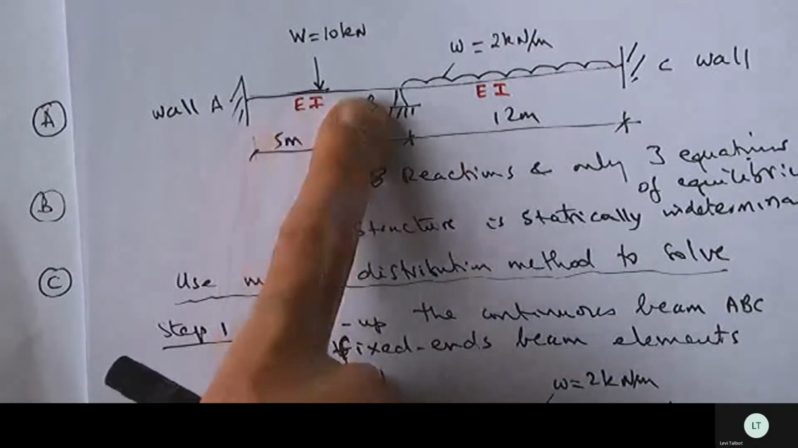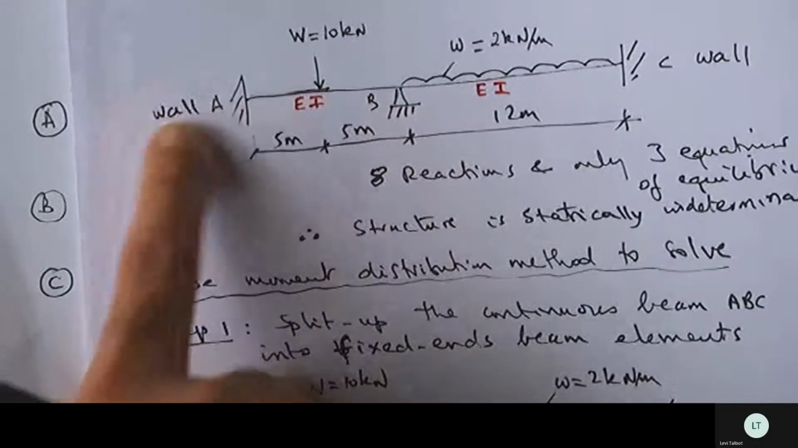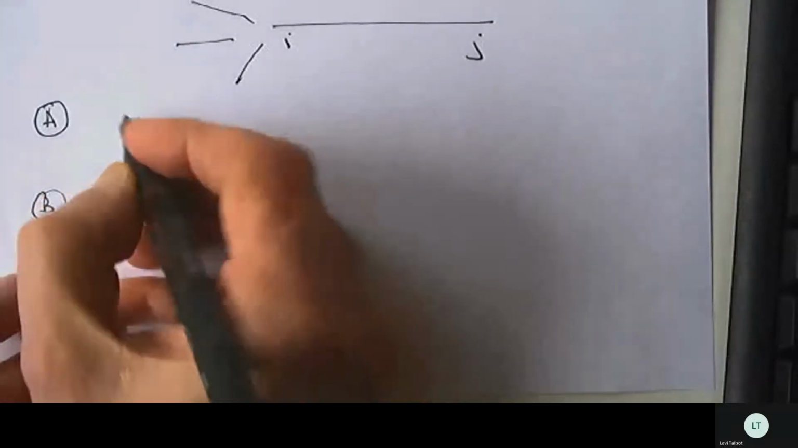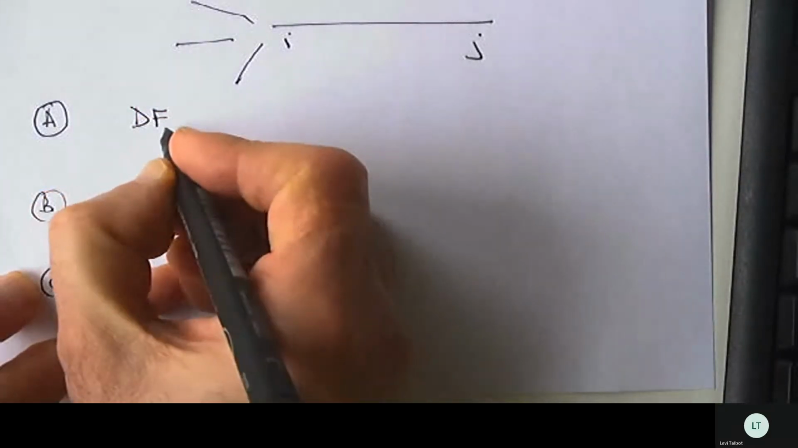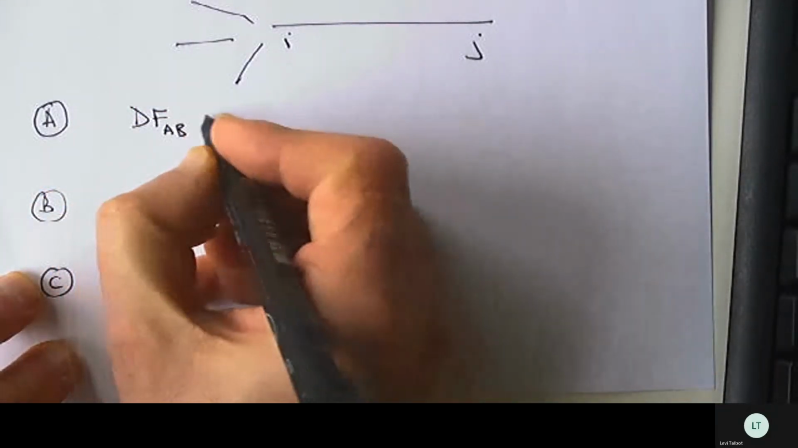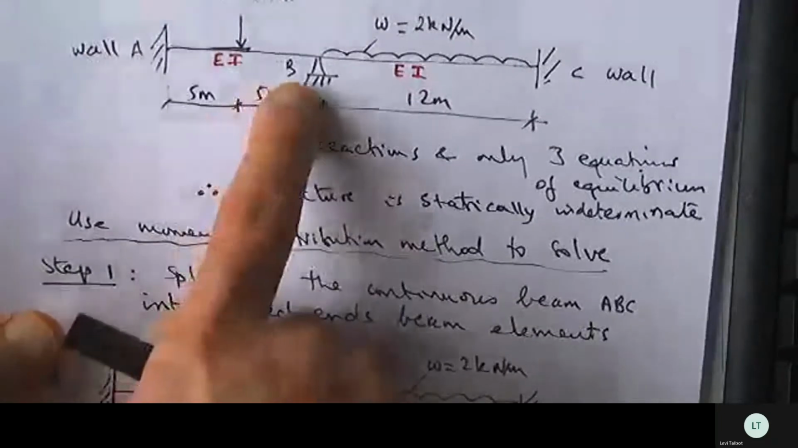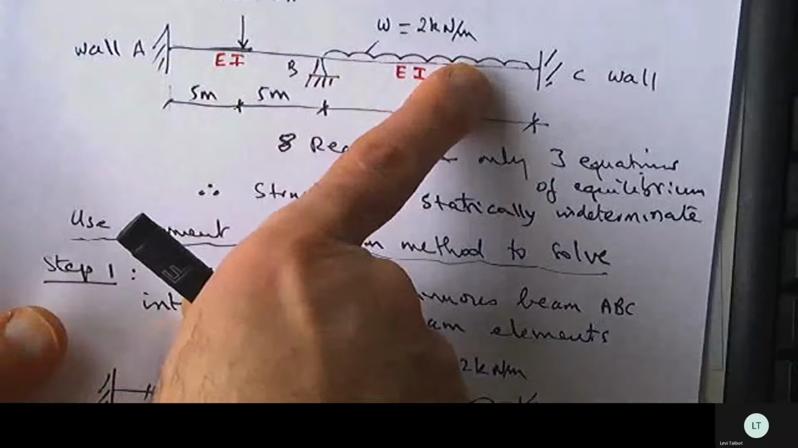One member, isn't it? And then on this side there is a wall. So we have DF, A, B. Okay? Then at B, can you see here at B we have two members, isn't it? We have BA and BC.